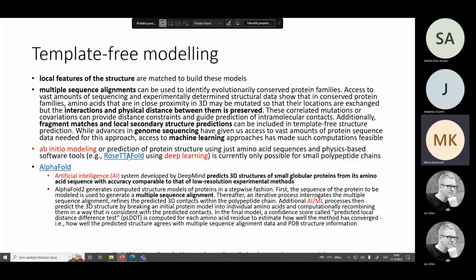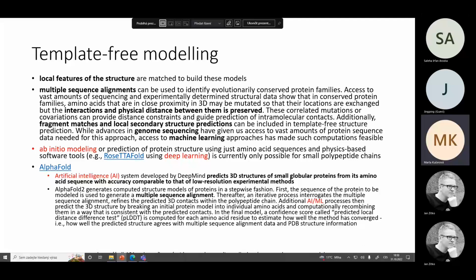One of the software is RoseTTAFold using deep learning. And this year, AlphaFold was published, which is an artificial intelligence system developed by DeepMind, which is the daughter company of Google. And they claim that they are able to predict the 3D structure of any protein. I'm not sure about the maximum size, but you would probably find it on the AlphaFold website. And in an additional refinement process, they use a combination of artificial intelligence and machine learning. A complicated topic. I do not like to go much into detail.